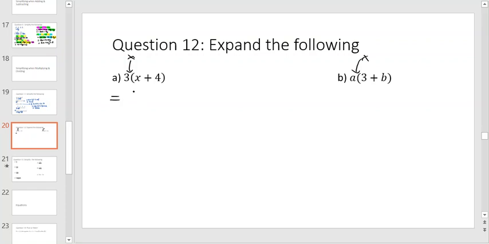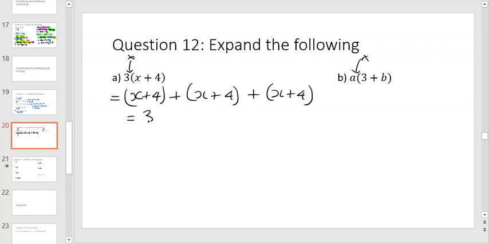So the long way of doing it would be I have x plus 4, 3 times: x plus 4 plus x plus 4 plus x plus 4. Now we know how to add this. x plus x plus x is just going to be 3x. 4 plus 4 plus 4, 4, 8, 12, is positive 12. And there's my answer. And that's correct because we're multiplying.